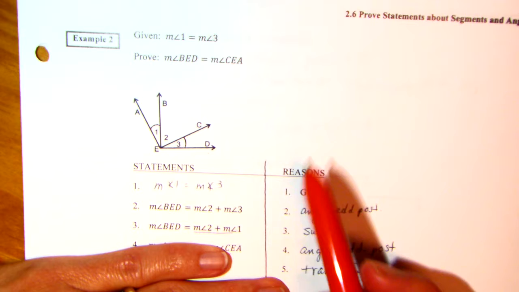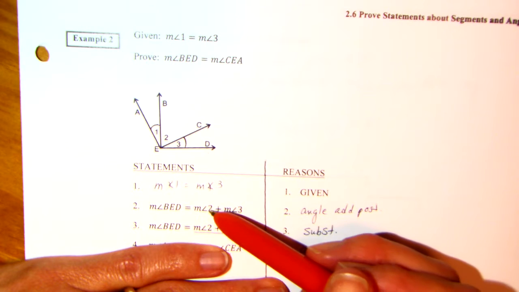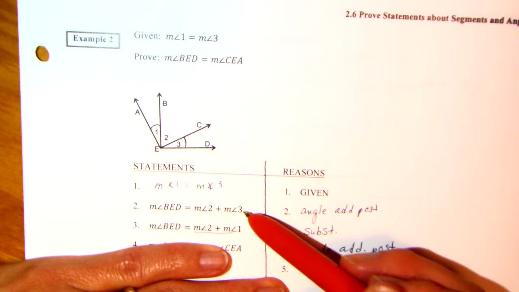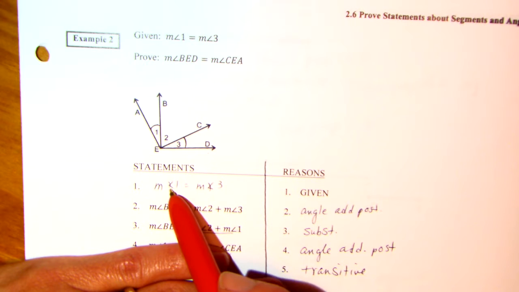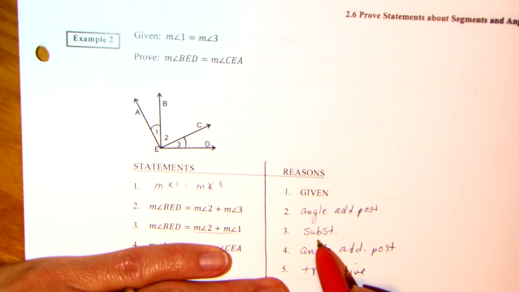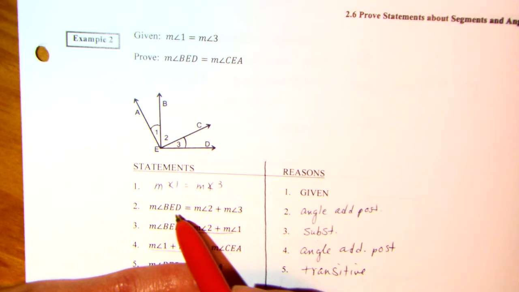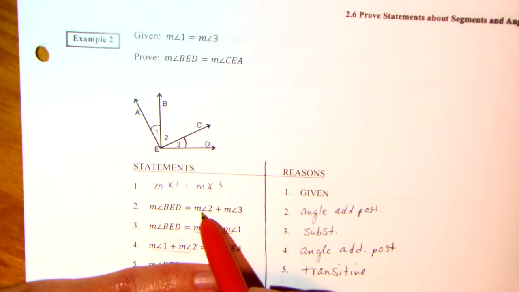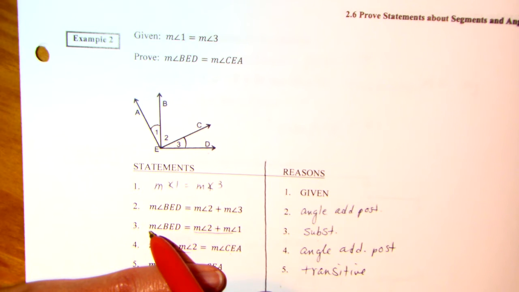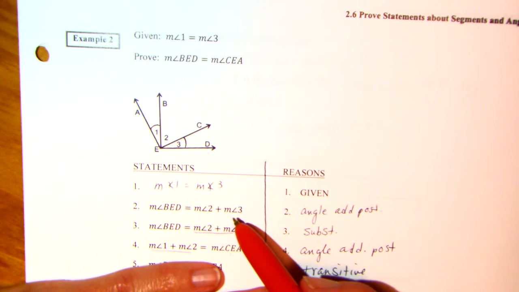And I know that, look at this, this is the same, this is the same, but I switched these two. Why? Because that's a given statement. Angle 1 and angle 3 are the same, so you can substitute that in. Now I know measure of angle BED equals this. Measure of angle BED equals this. So now you can technically set those equal to each other.